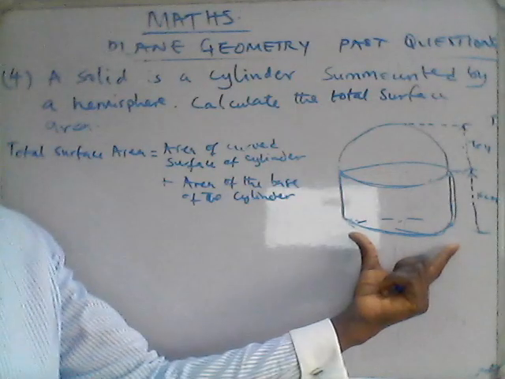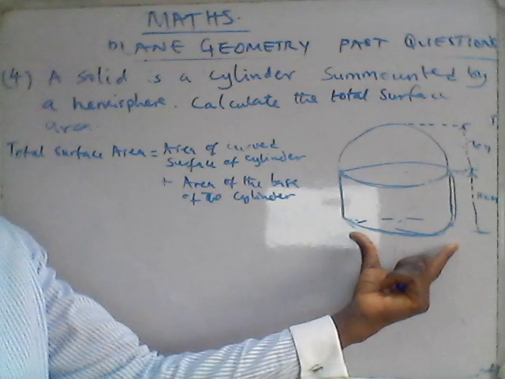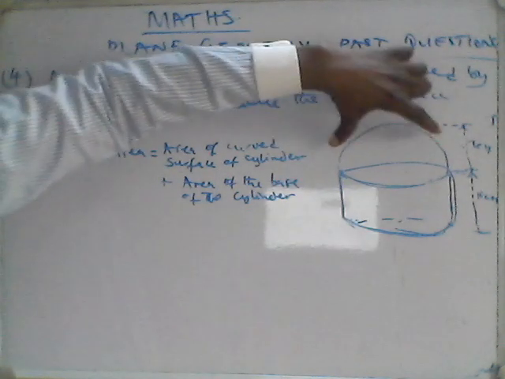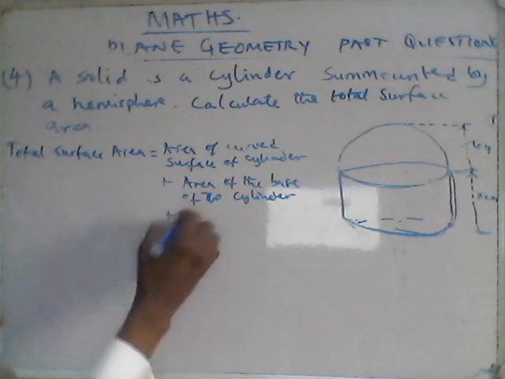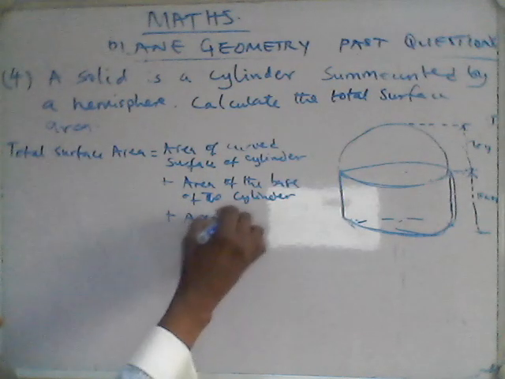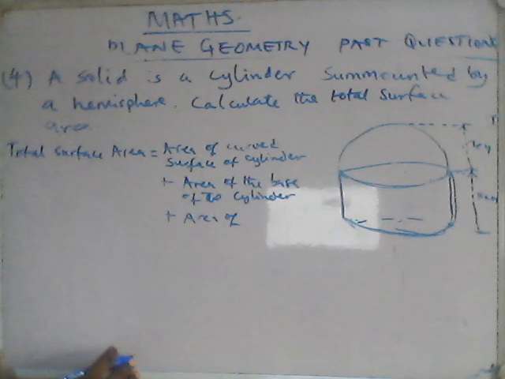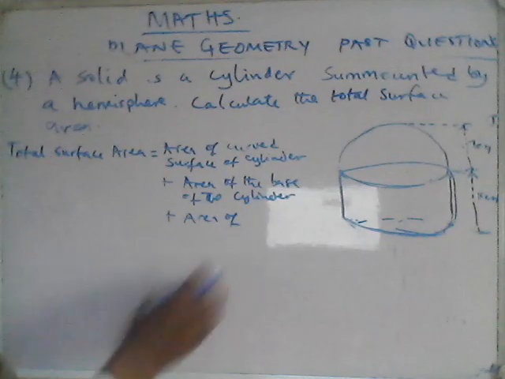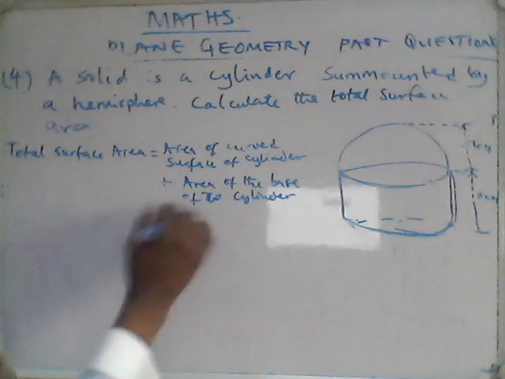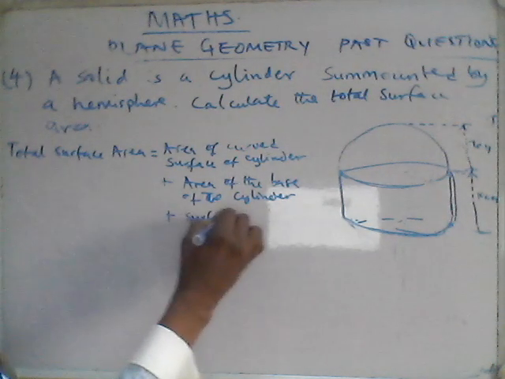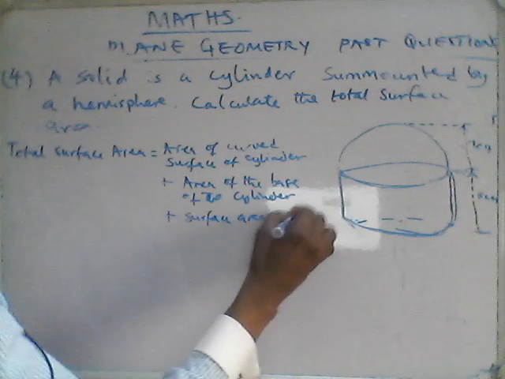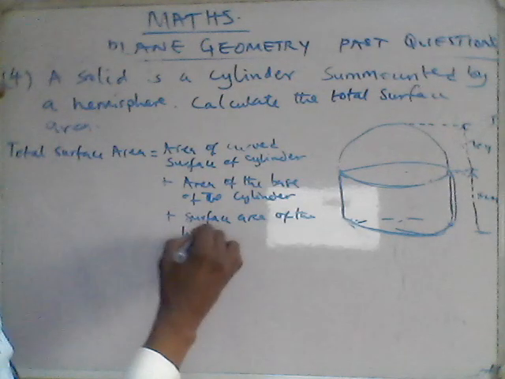Then the third one is the surface area of the hemisphere. This one that is here. With that, the formula again: surface area of the hemisphere.